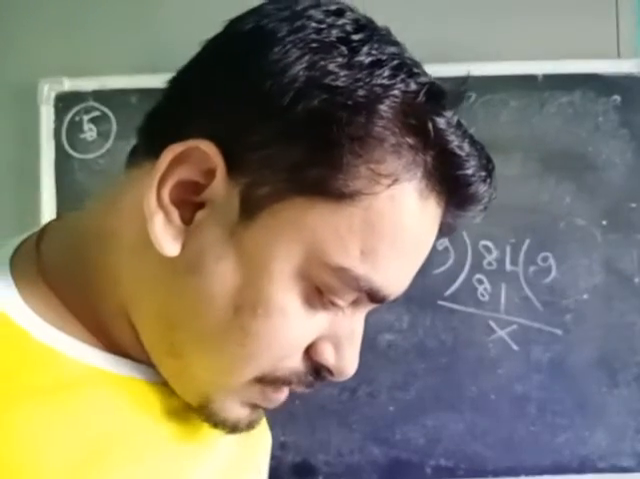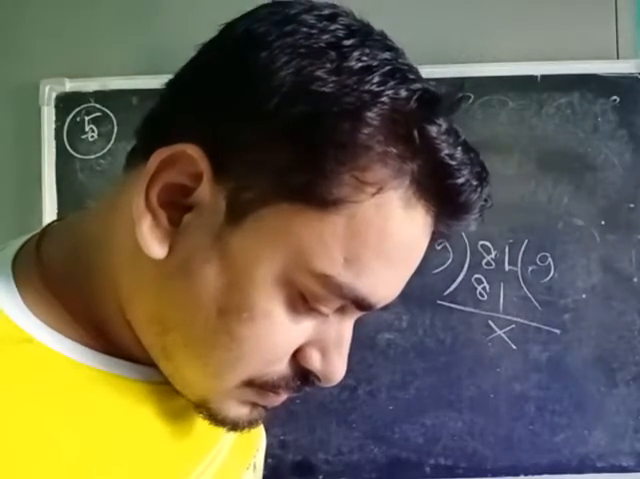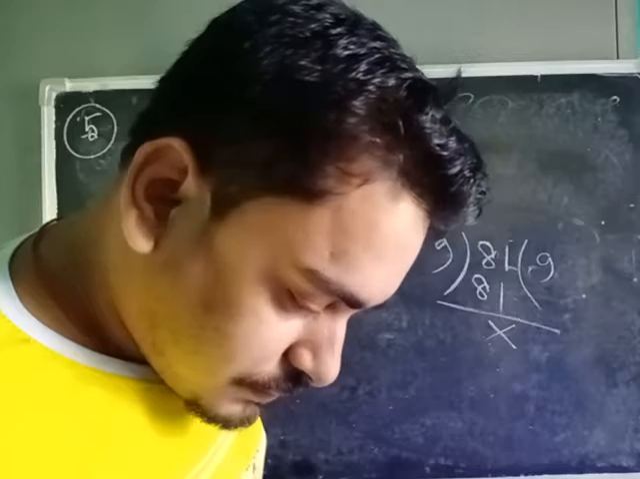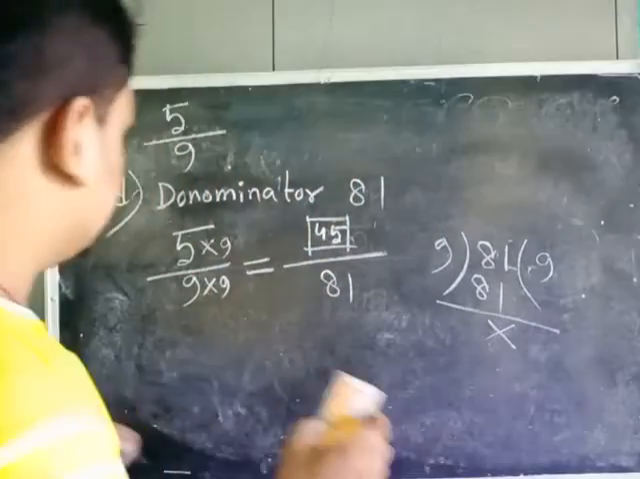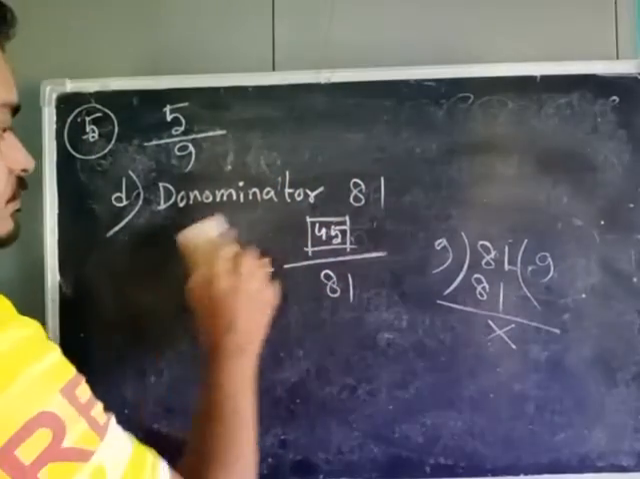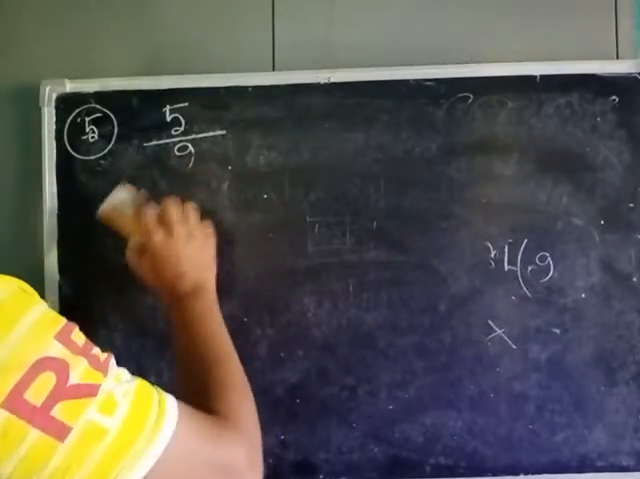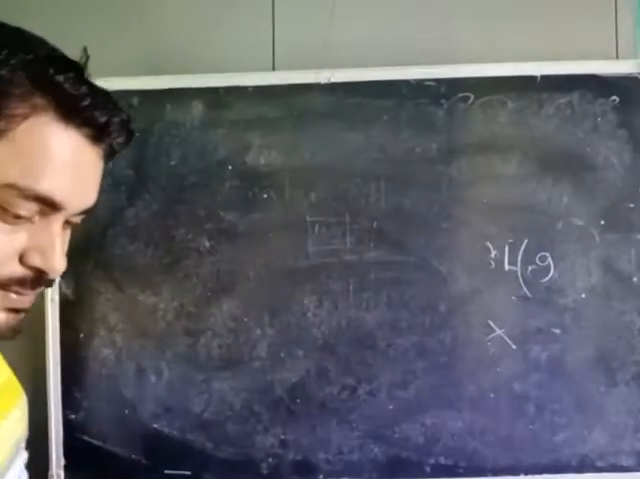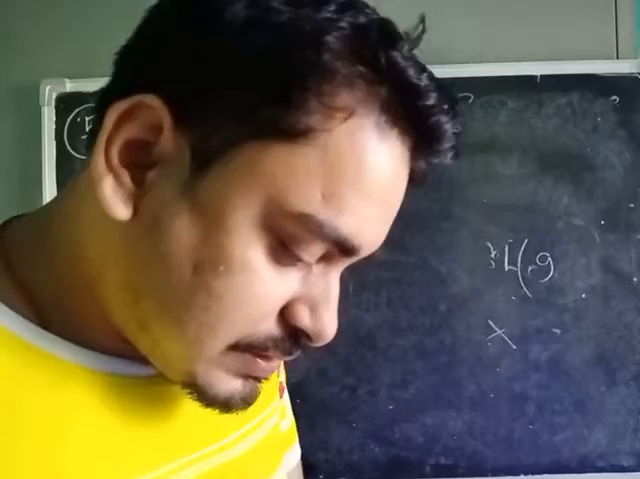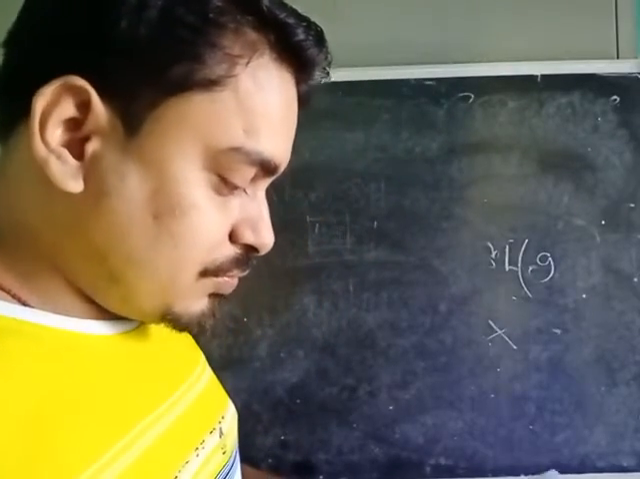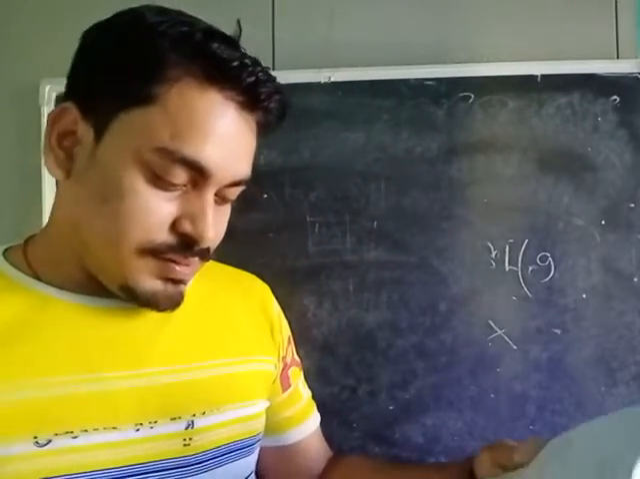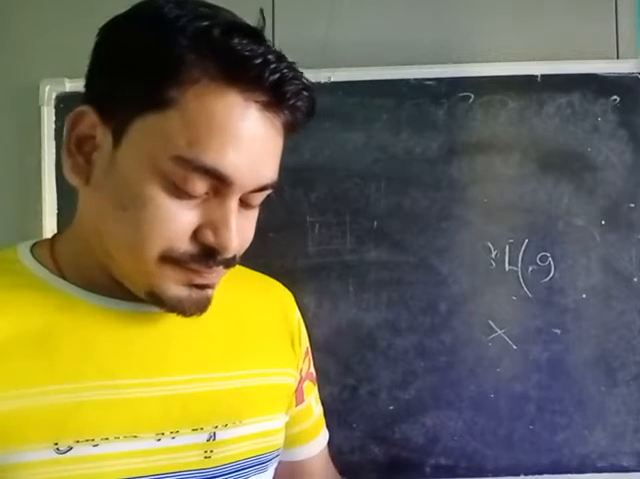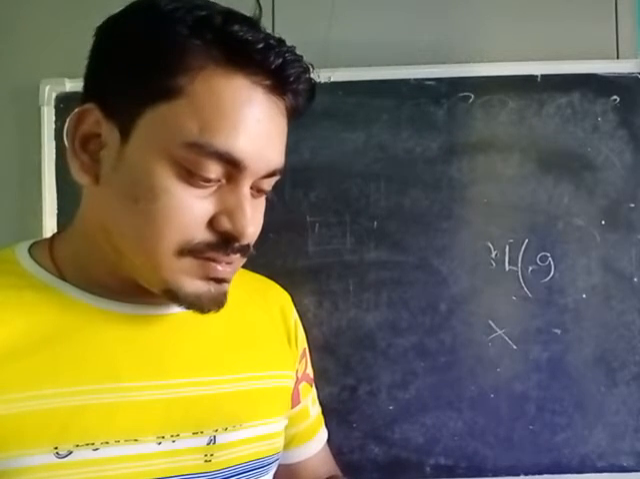So number 5 and number 6 are the same. If you have solved number 3 and 4 nicely, then these will be very easy for you. Those who have not solved yet are advised to solve first before watching the whole class.